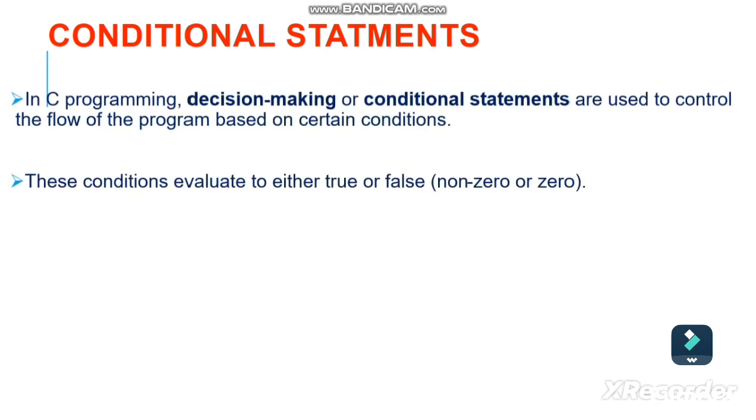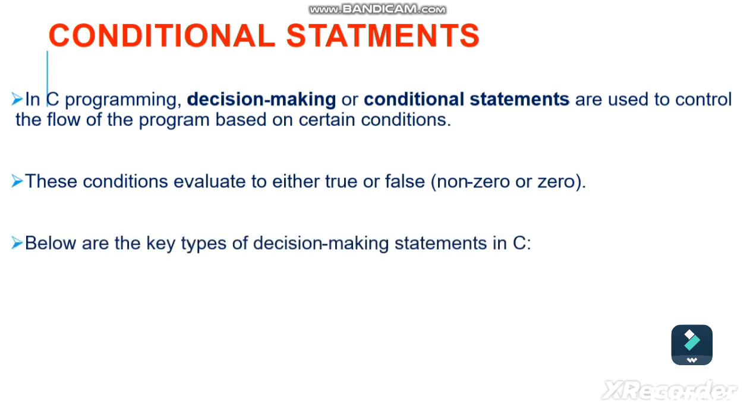In this video, we are going to discuss conditional statements in C language. In C programming, decision making or conditional statements are used to control the flow of a program based on certain conditions. These conditions evaluate to either true or false. Below are the key types of decision making statements.